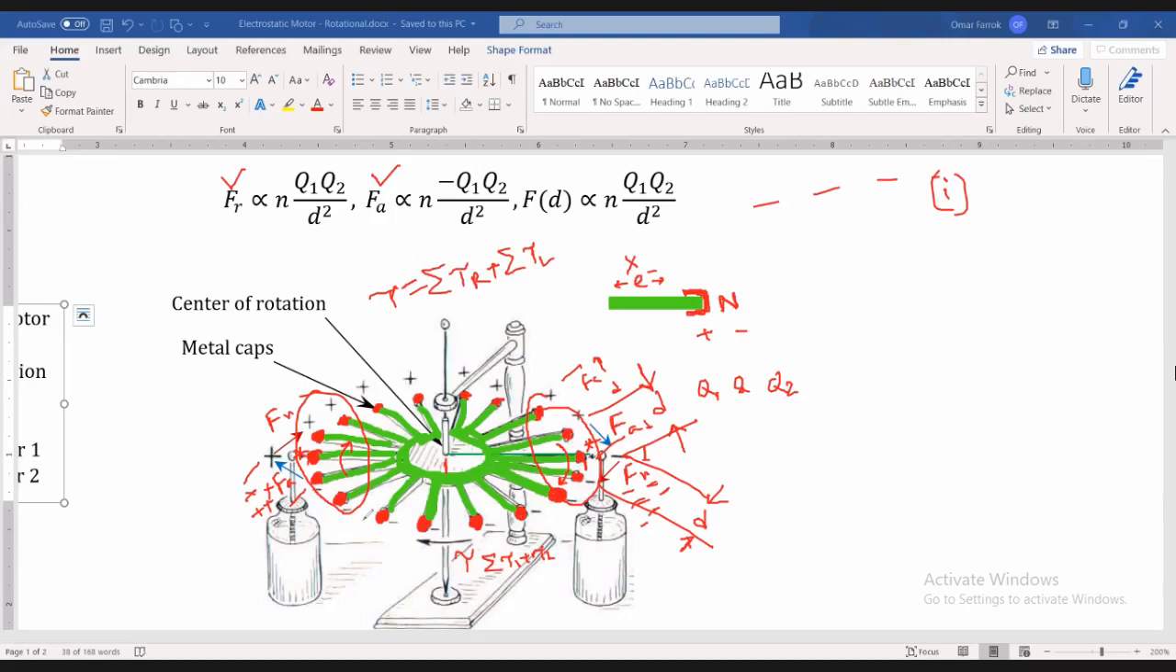Therefore, this type of electrostatic motor, that is the rotational type of electrostatic motor, is not that much used, and it is not commercially used. This is a very limited application.